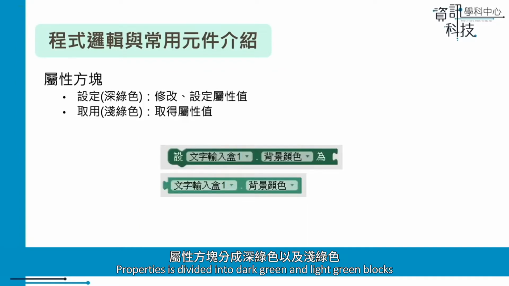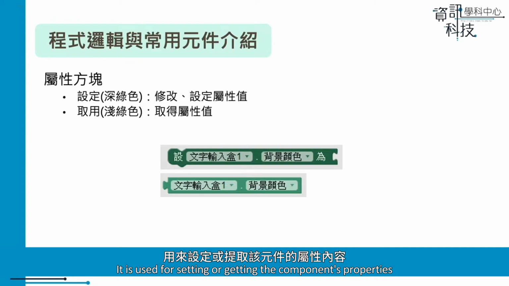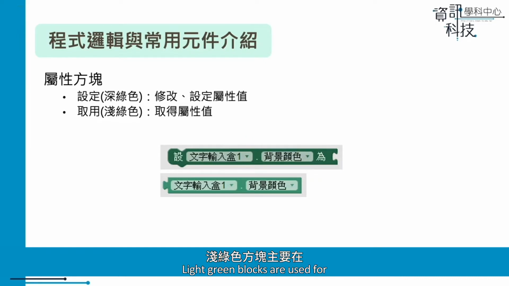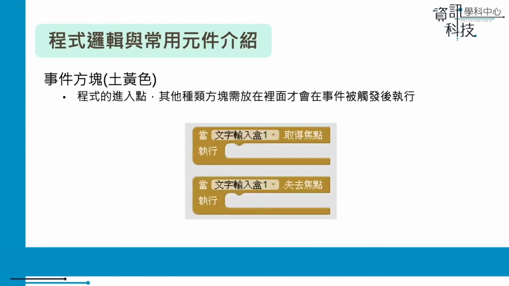Properties is divided into dark green and light green blocks. It is used for setting or getting the component's properties. Dark green blocks are used for modifying the component's properties. Light green blocks are used for getting the values of the component's properties.